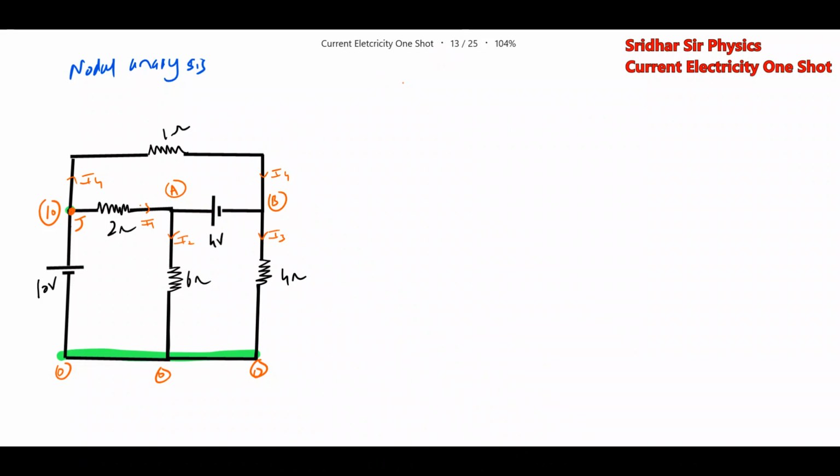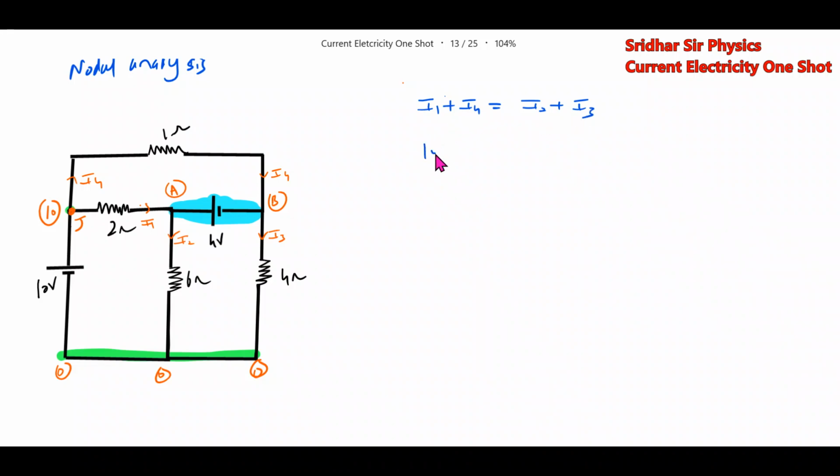So this is called a super node. Just for learning purpose, I brought this one. So look at this particular cell. The total current entering here is I1 and I4, and the current leaving is I2 and I3. So for this, we'll write down the equation: I1 plus I4 equal to I2 plus I3.